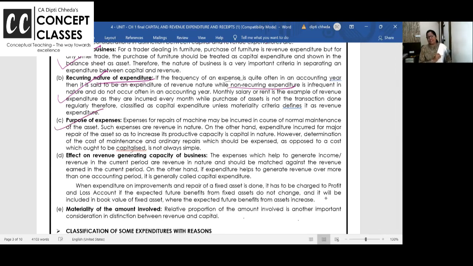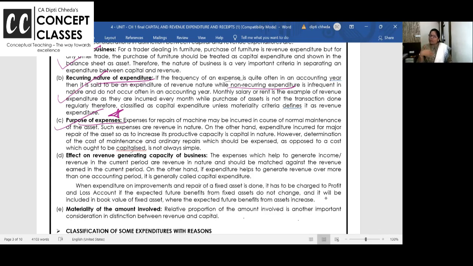Purpose of expenditure, beautiful, most important. If you are doing routine repairs of the building, put the repairs as revenue expenditure. If you are doing repairs of the building for the first time before you purchase, the same repairs are capital. So what is the purpose of the expense? Very much important.